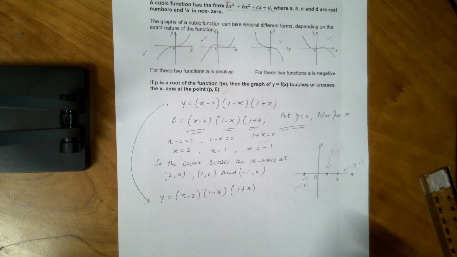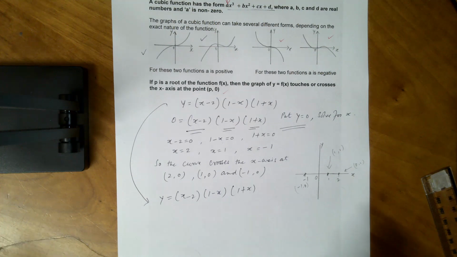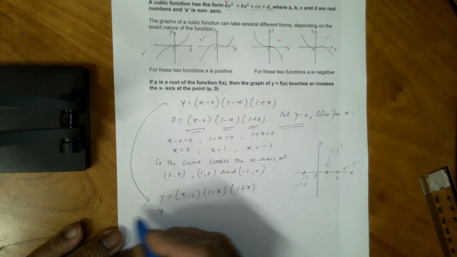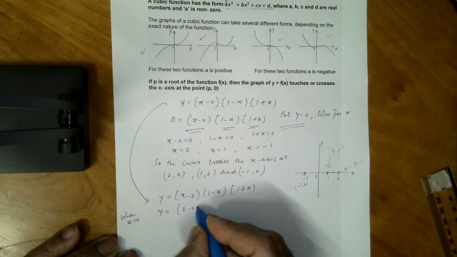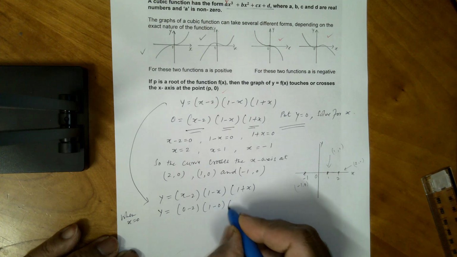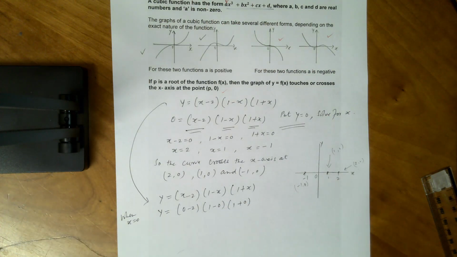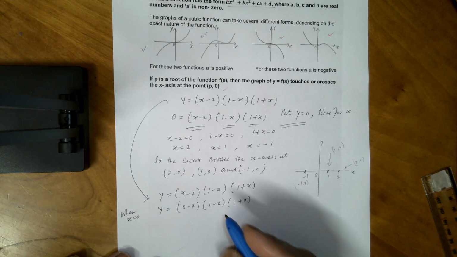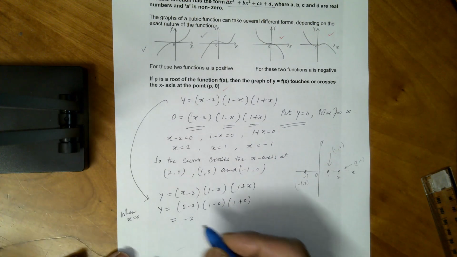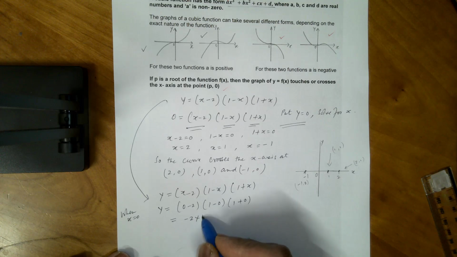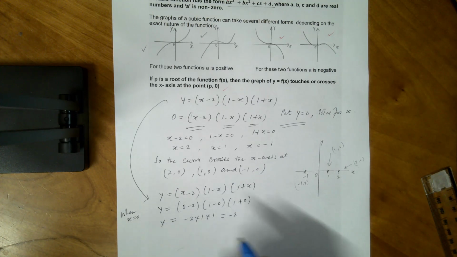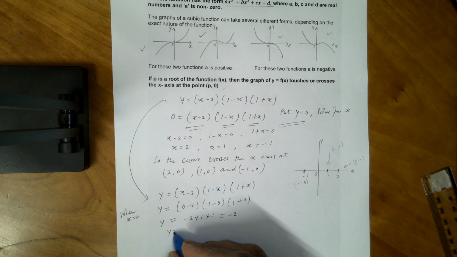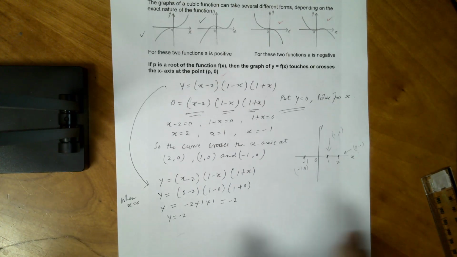Okay, so now x is 0. So when x is equal to 0, we got minus 2 multiply 1 and then multiply 1. This one we got here, so with that we got -2. So when x is 0, y is -2, right?